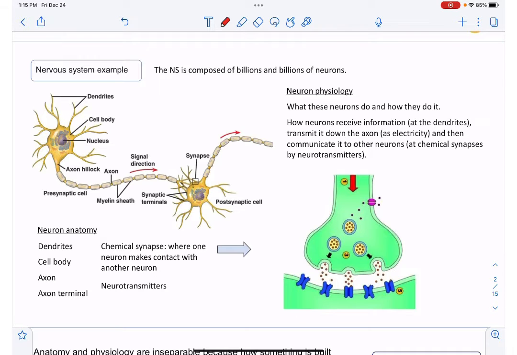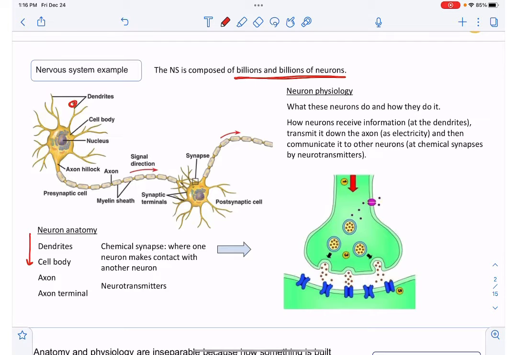And the nervous system is a good place to compare these two different ideas. Compare anatomy and physiology. So the nervous system is composed of billions and billions of neurons, of individual neurons. And this is an individual neuron right here that's making contact with another neuron. So let's compare neuron anatomy with neuron physiology. So all of these different parts represent different parts of the neuron anatomy.